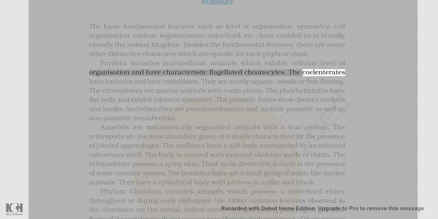They are mostly aquatic, sessile or free-floating. The ctenophores are marine animals with comb plates. The platyhelminths have flat body and exhibit bilateral symmetry. The parasitic forms show distinct suckers and hooks. Aschelminthes are pseudocoelomates and include parasitic as well as non-parasitic roundworms. Annelids are metamerically segmented animals with a true coelom. The arthropods are the most abundant group of animals characterized by the presence of jointed appendages.